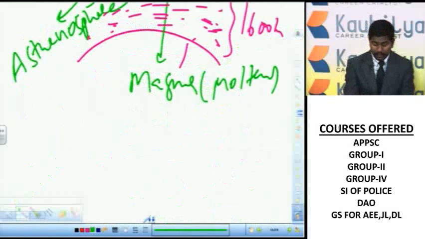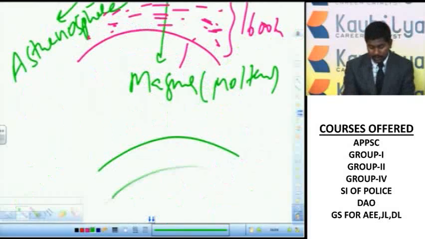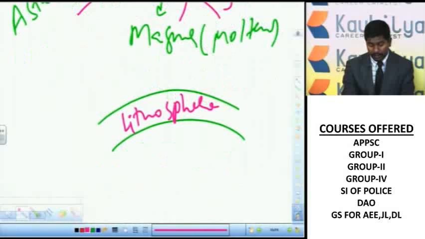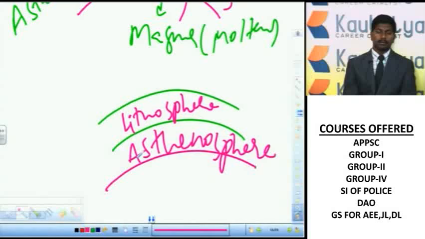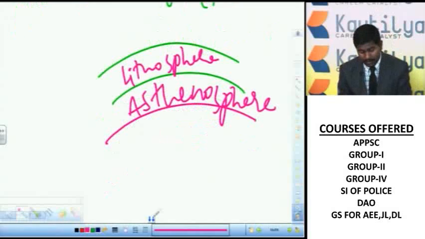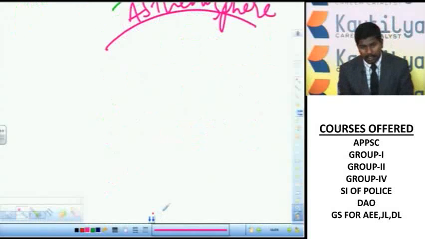So this is the lithosphere overall, which is the entire crust and some part of the mantle, and this lithosphere floats on the asthenosphere. Lithosphere floats on the asthenosphere. So that is what is actually happening in the structure of the interior earth. So that is the upper mantle.